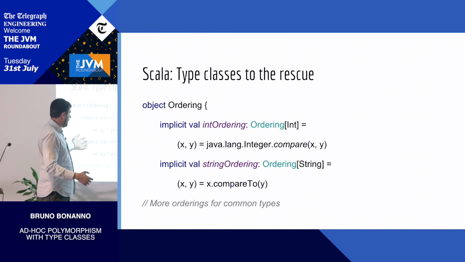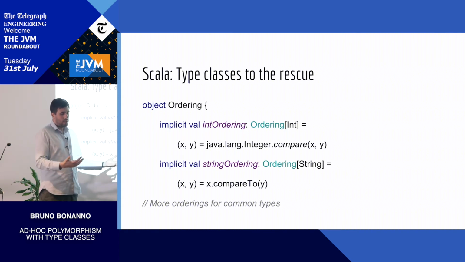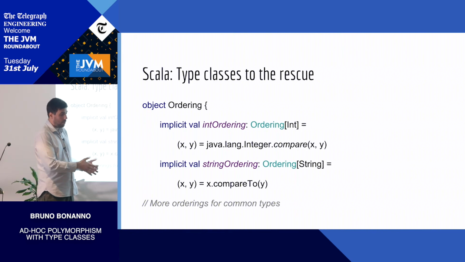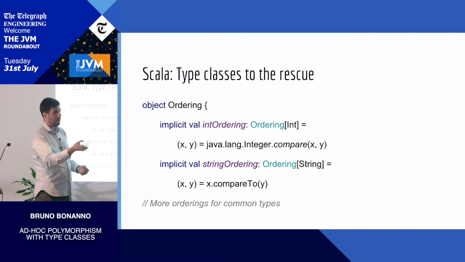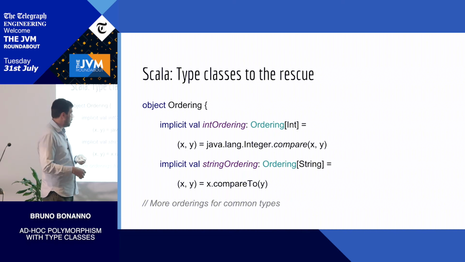So then that's where we get the best of both worlds. We can do ad hoc, like we provide methods with some implementations for different types, and at the same time, the user can extend that and provide new implementations, in this case of Ordering or whatever is our type class, to extend the polymorphism to types that are defined on their side of the world.